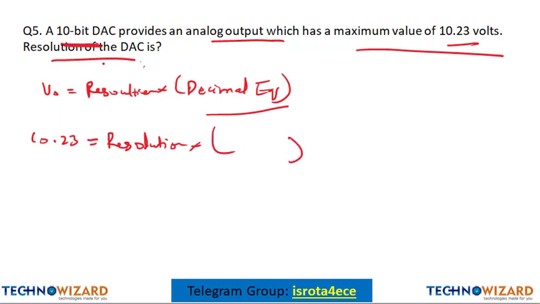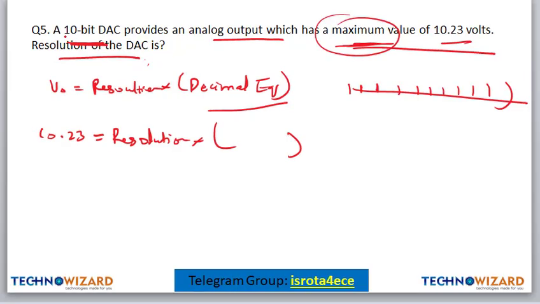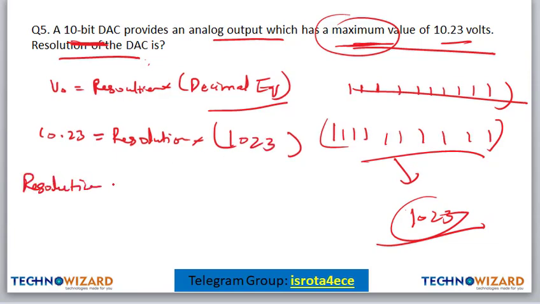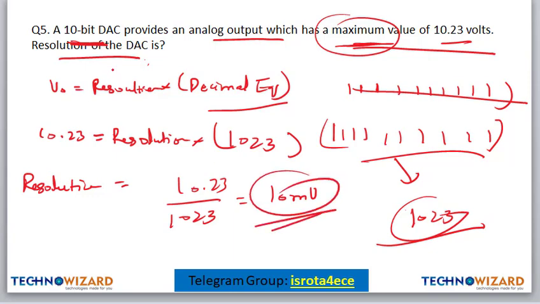Now this is a 10-bit DAC. For a 10-bit DAC, the binary input will be 1, 2, 3, 4, 5, 6, 7, 8, 9, 10 ones. On converting this binary input into its decimal equivalent, you will get 1023 as the answer. Now the resolution is equal to 10.23 upon 1023. This will come out to be 10 millivolt as the correct answer. The resolution of the DAC will be 10 millivolt, or you can say 0.01 volt. Okay.